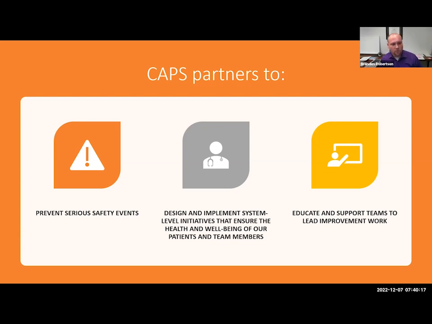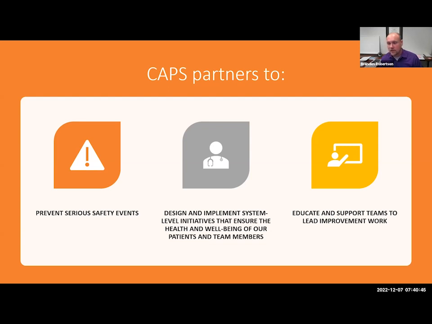We prevent the harm before it occurs by fixing the concerns, hopefully designing and implementing system level initiatives that ensure the health and well-being of our patients and team members. So again, these are systems-based initiatives. We're not saying, so-and-so, don't do that again. We're not putting training processes in place, although that may be part of it, but that's not our sole mechanism to improve quality and patient safety.